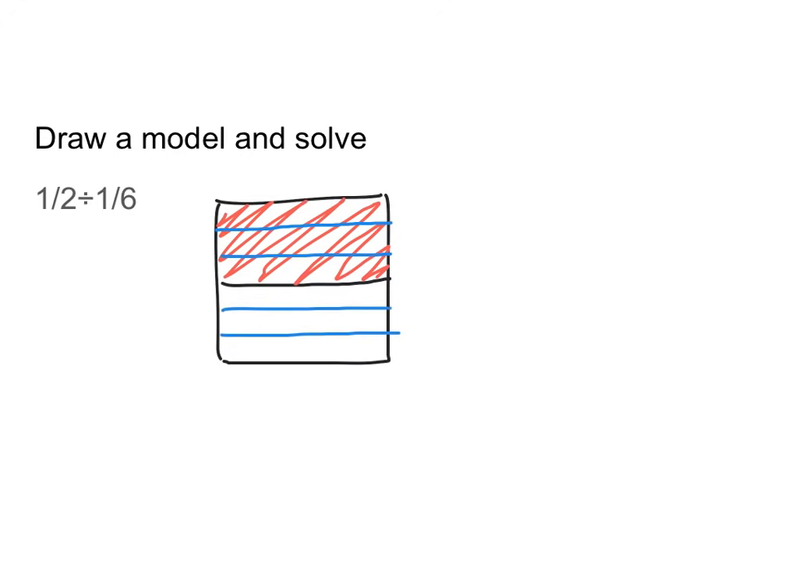So now I've got it broken up into 6ths for each section, and I can see that 1, 2, 3 of them fit into that 1/2. So 3 1/6 fit into 1/2. So 1/2 divided by 1/6 gives us 3.